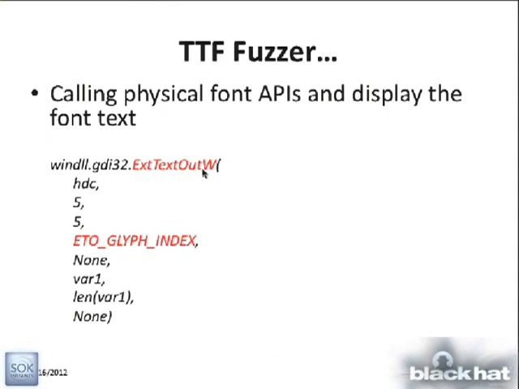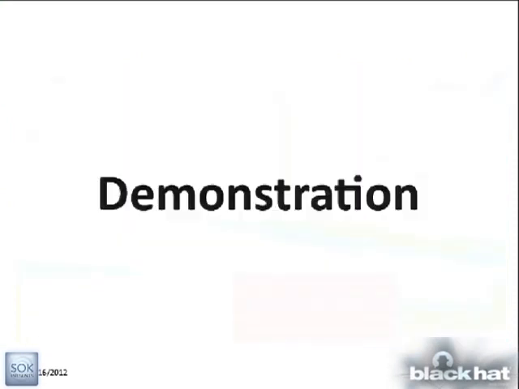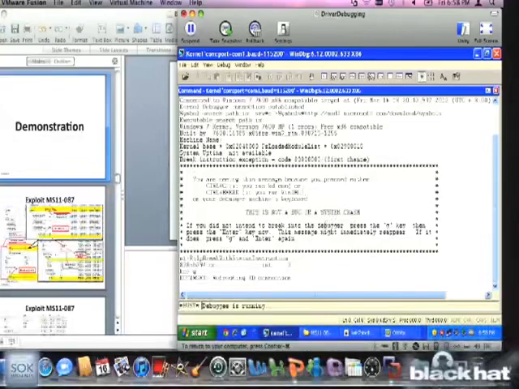And there are a few physical font APIs provided by Microsoft to work with fonts at a lower level. In this TTF font fuzzer, we choose the ExtTextOut API function with the ETO_GLYPH_INDEX flag to come up with our TTF font fuzzer. And this is a screenshot of how our TTF font fuzzer looks like. And we would like to demo our fuzzer.